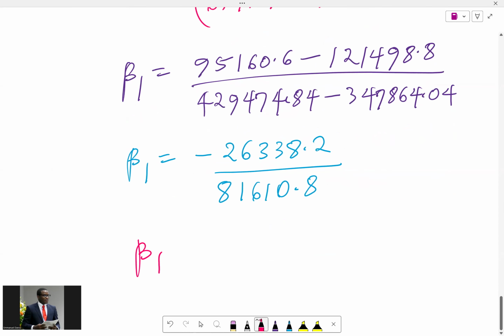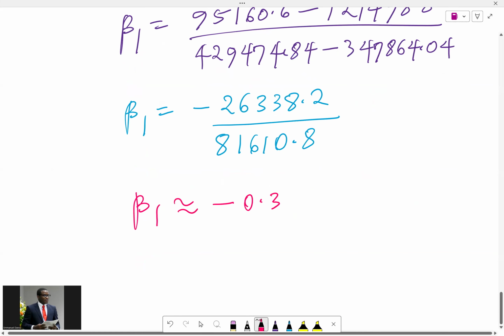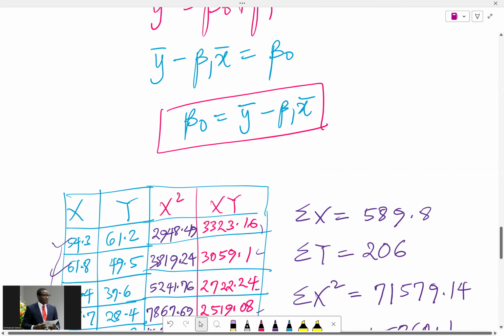So now you have beta 1 is approximately, of course, we have minus already there. That's a negative slope. We have 26338.2 divided by 81610.8. And that is minus 0.3227. Okay. So we have our answer for beta 1. Now, that's not the end. So that's beta 1.